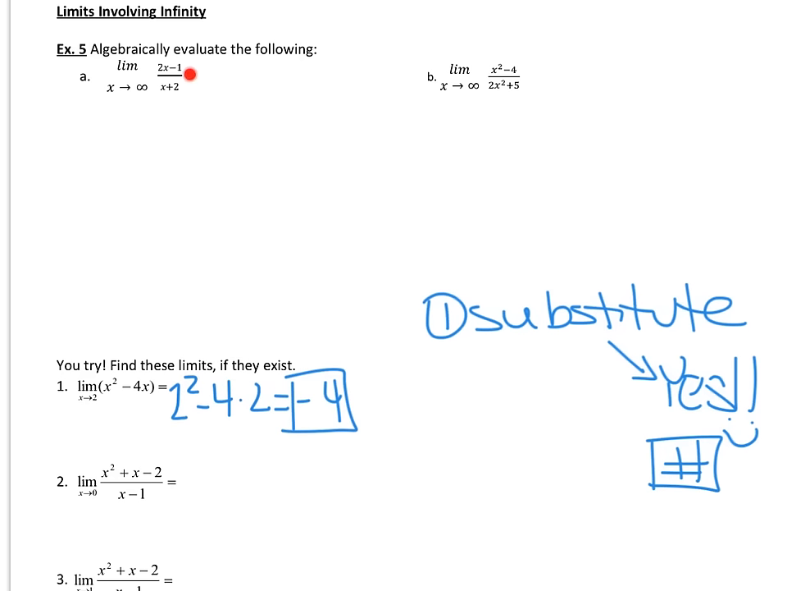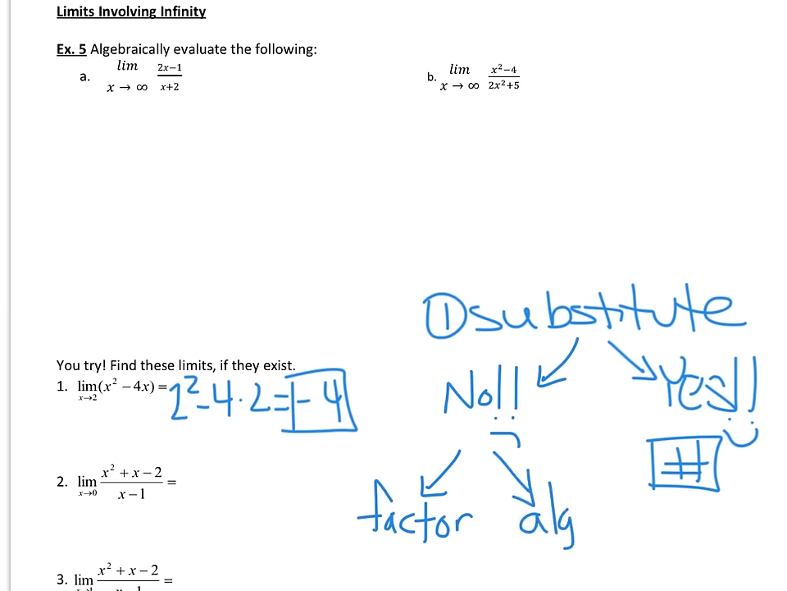But when you take a look up here, and you have limits with infinity in them, if we had an infinity in here, it'd be 2 times infinity minus 1, still infinity. Infinity plus 2, still infinity. Infinity over infinity, well, that's undefined. So if you try to substitute and you get a no, then it's going to take a little bit more work on your part. The first thing you try to do is factor and see if you can factor. You can't with this one. So then what we have to do is algebra. And we'll walk through it and then go back and write the rest of our steps down for this process.